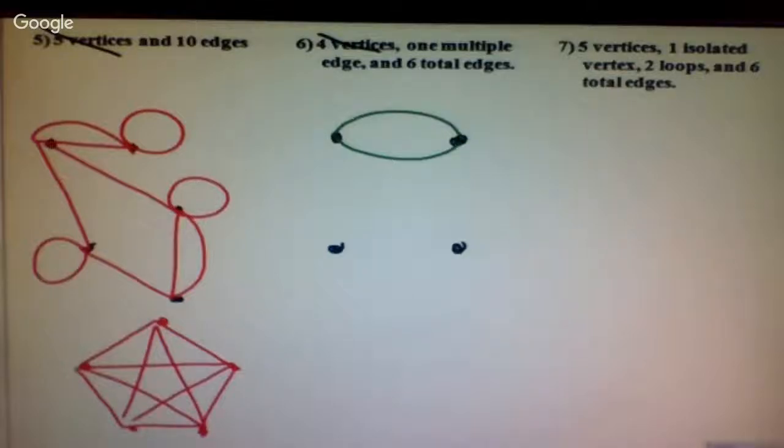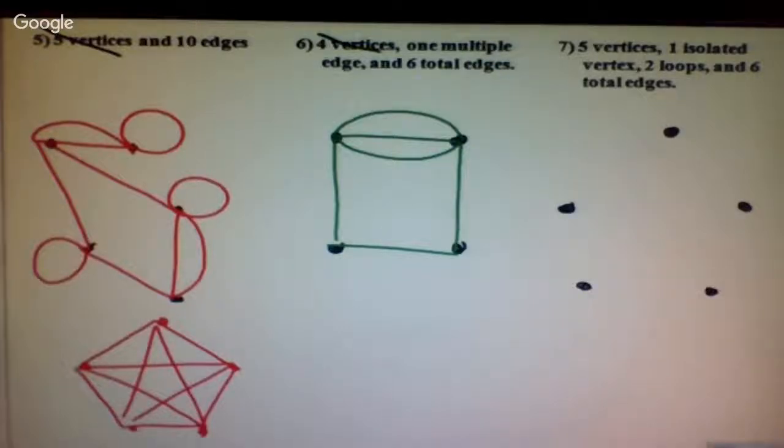Now, I can draw an extra line here to make that still 1 set of multiple edges. So there's 3, 4, 5, and 6. Okay. Just make sure you do not create any more than 1 multiple edge. Your last one then. We need 5 vertices. Okay. One of these needs to be isolated. So pick one and do not draw any lines coming out of it or to it.